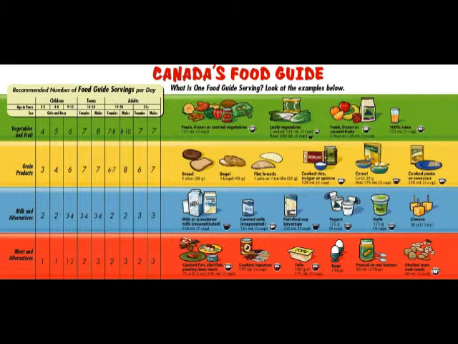And when you go through each one, it gives you the number of servings in that age group. For example, children's age 4 to 8, they would need 5 servings of vegetables and fruit, 4 servings of grain products, 2 servings of milk, and 1 serving of meat.